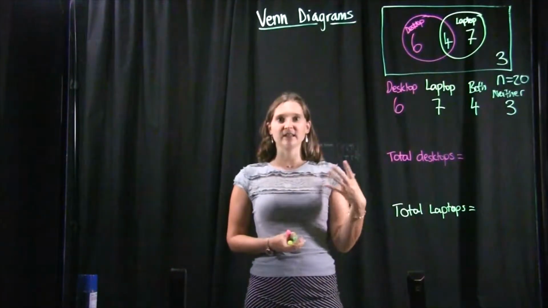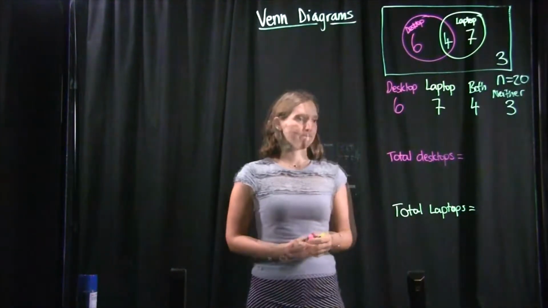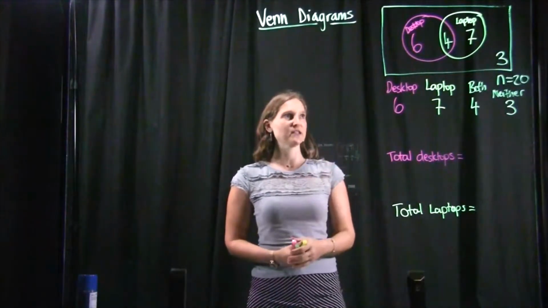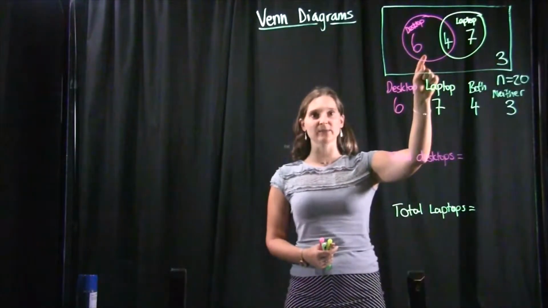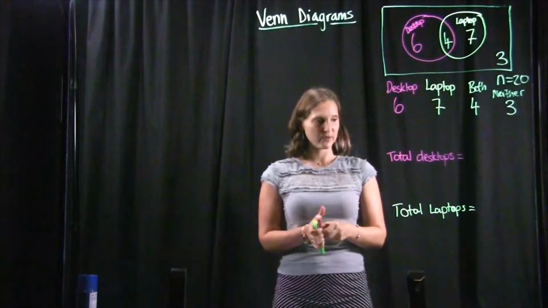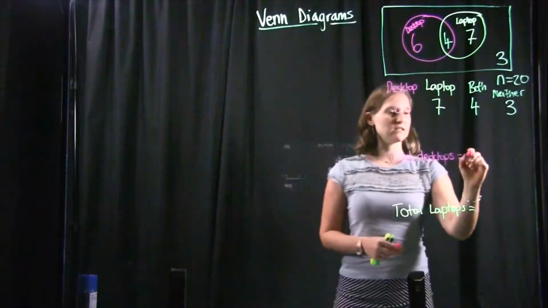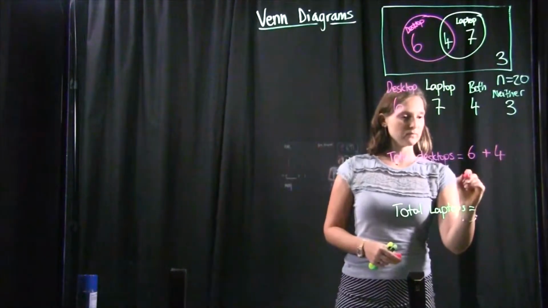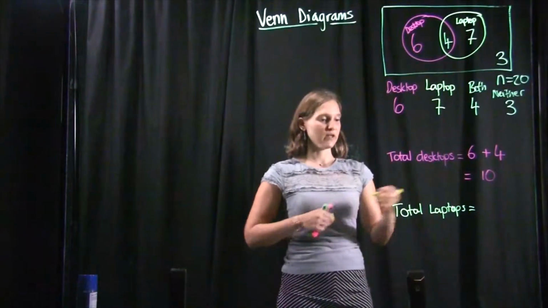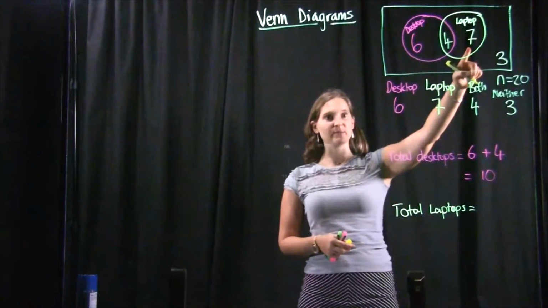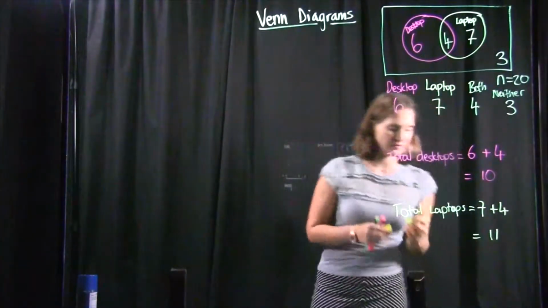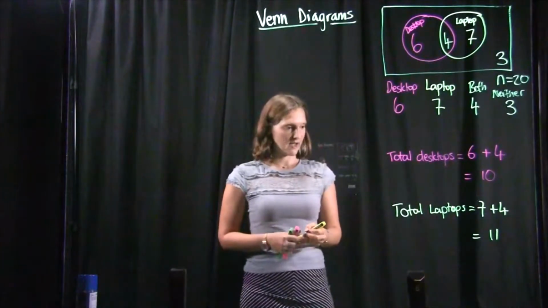Now we've got to interrogate this a little bit more. We're given slightly less information. The total number of students with a desktop in the classroom goes across 2 categories, because we've got people who have just got a desktop, 6 of them, and people who have got both a desktop and a laptop. So to find out the total desktops, we need to do 6 plus 4, which equals 10. So we've got 10 people overall who have a desktop. The same with laptops. We've got 7 people with laptops, but 4 people with both. 7 add 4, so we've got 11 people with a laptop.